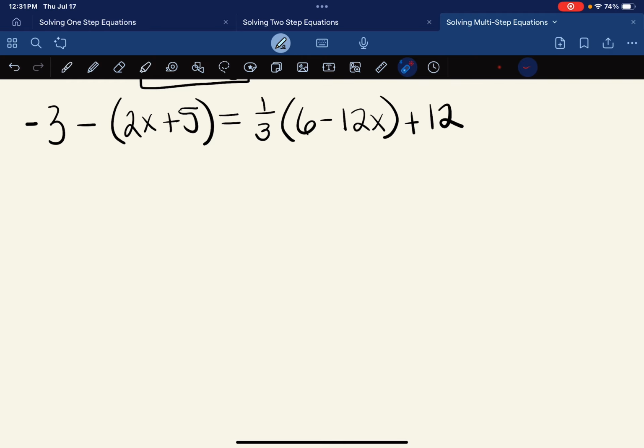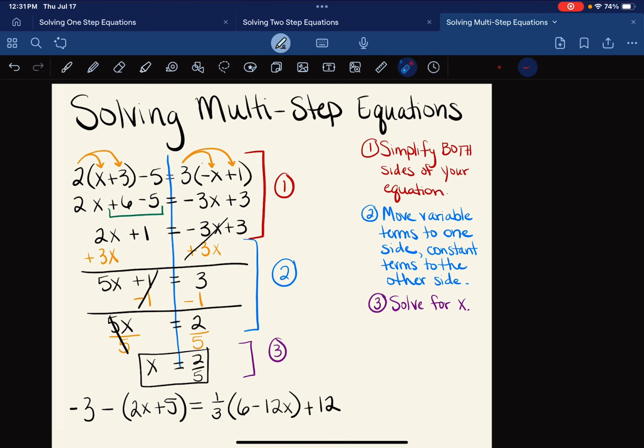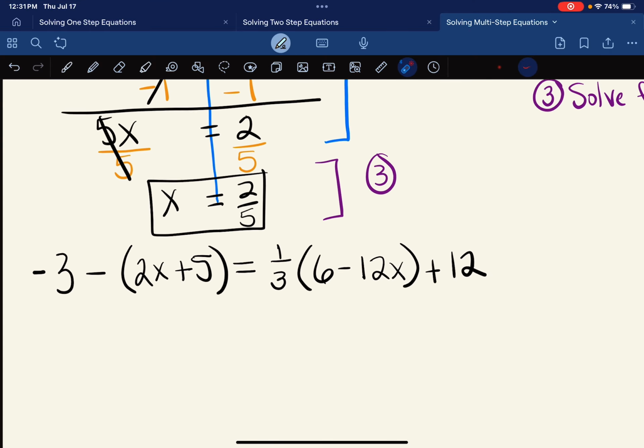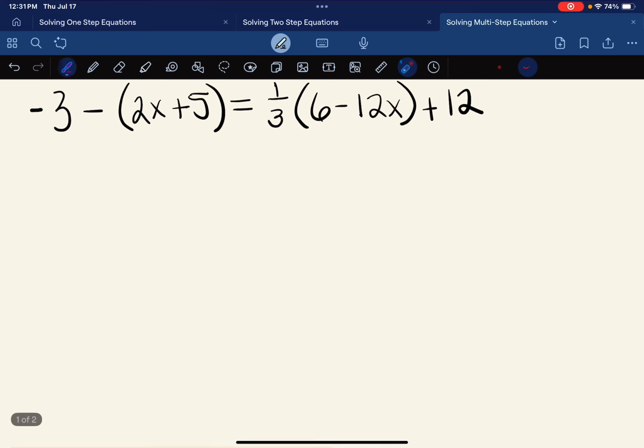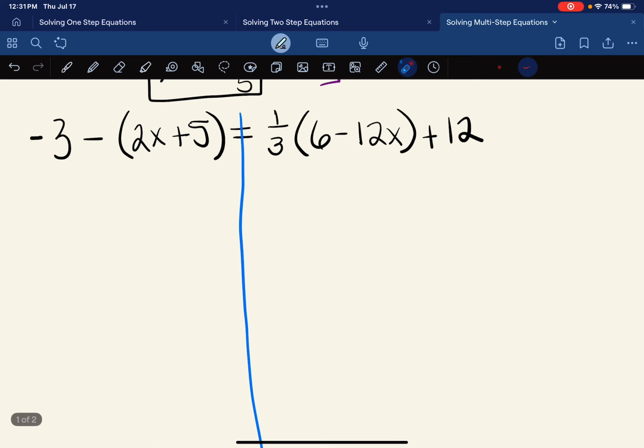So our first step, what is our first step? It's always simplify both sides of your equation. So I'm going to go ahead and draw my blue line that separates my equation into its two sides. Now, what can I do to simplify the left side? Well, I see that I have parentheses that I need to get rid of. I am subtracting both my 2x and I am subtracting my positive 5.